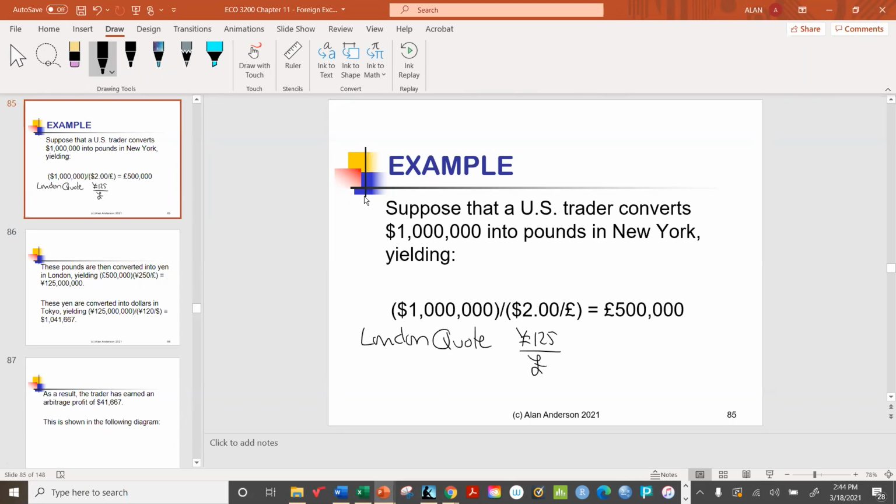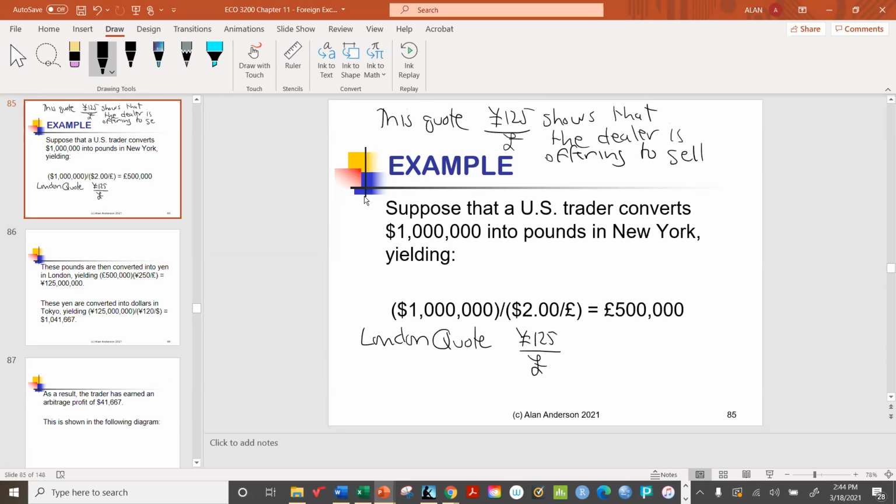And you can see right there is the source of the profits, because they're offering to give us too many yen for each pound that we bring them. So we could say that this quote, again, this incorrect quote, shows that the dealer is offering to sell too many yen for each pound.